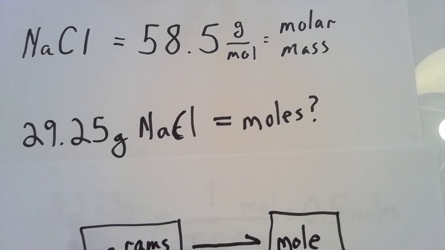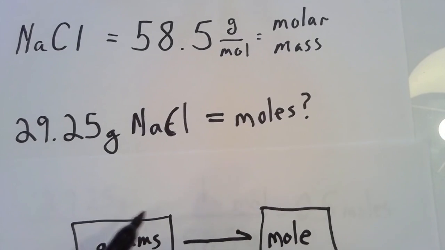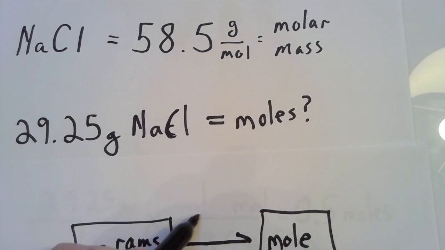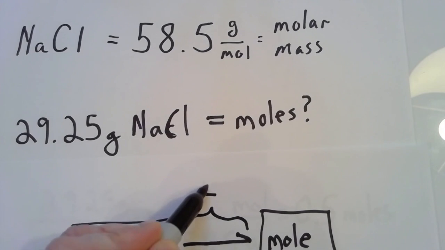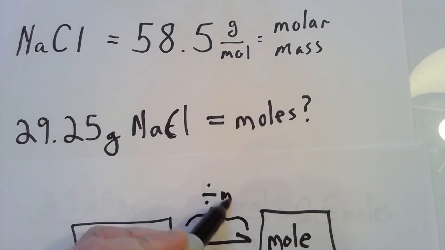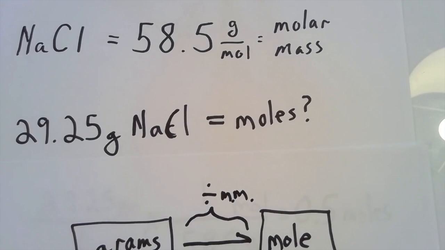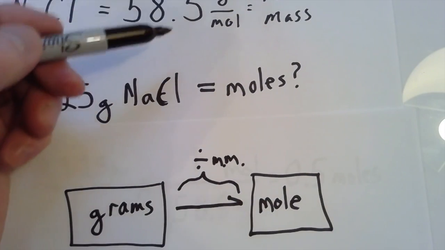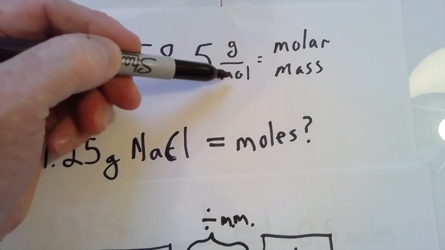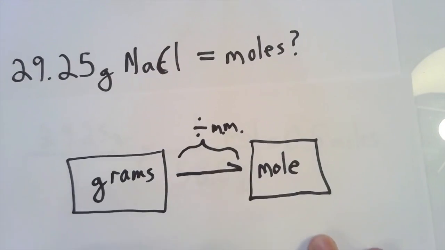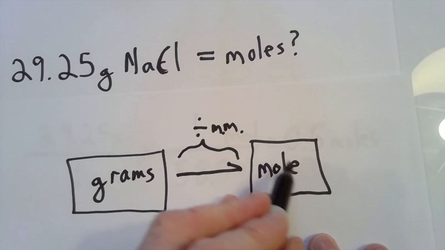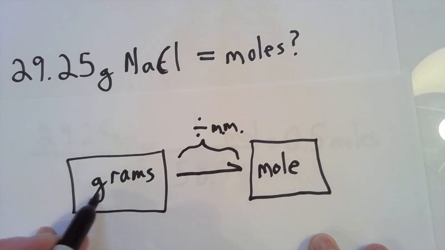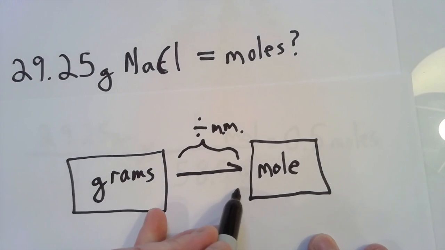Now, to get from grams to moles, here's the trick. All you need to do is divide by the molar mass. But here's the really cool thing. Because the units for molar mass are grams to moles, moles to grams, we can do the same thing. What if I gave you a problem where I gave you moles and I asked you how many grams there were? Here's the cool trick.